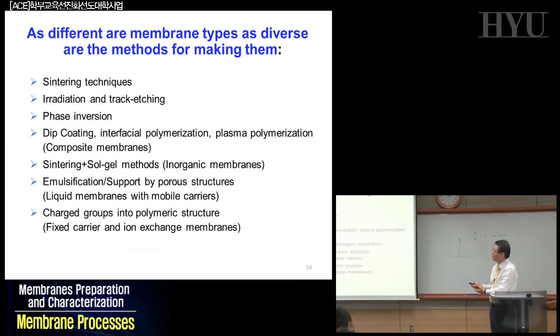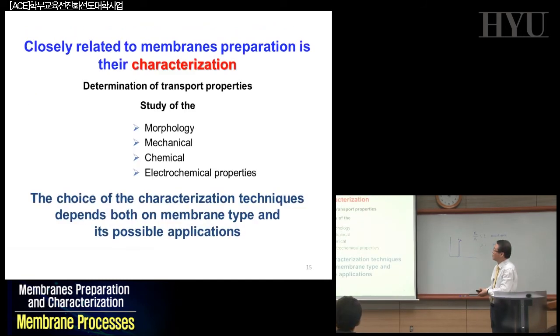We can have an irradiation and track etching process. We have a slide, so I will introduce it to you. Okay? I will introduce to you all of these techniques, from sintering to the rest. We can make membranes and characterize the membranes, and the transport property will be determined by morphology. So the morphology is very important, okay, for the transfer properties. Mechanical, chemical, and electrical properties are very important for membrane formation as well.